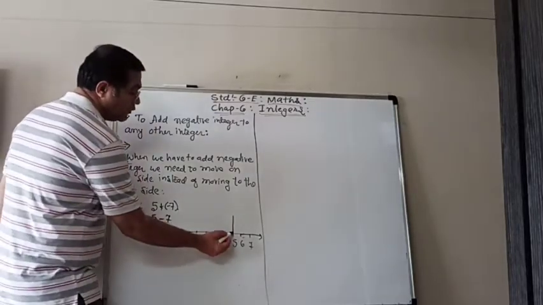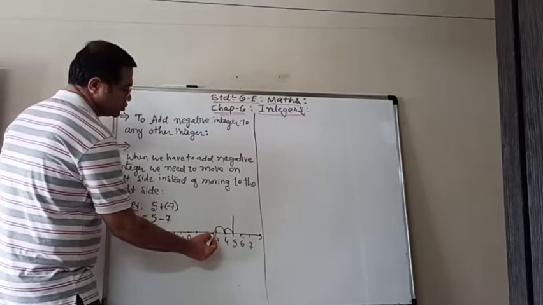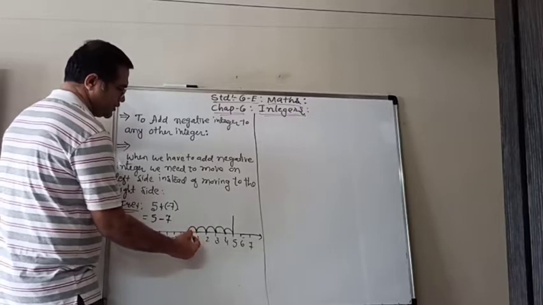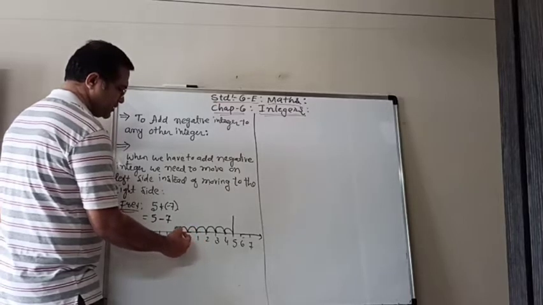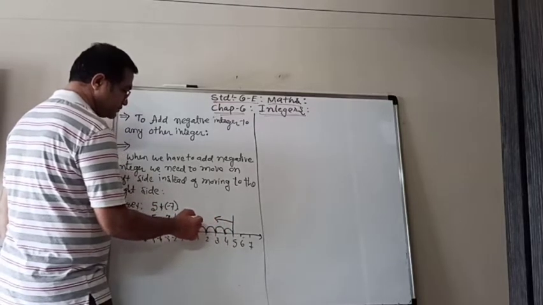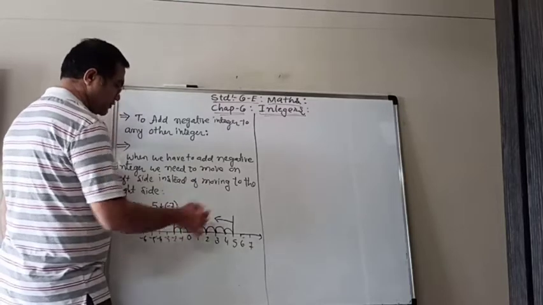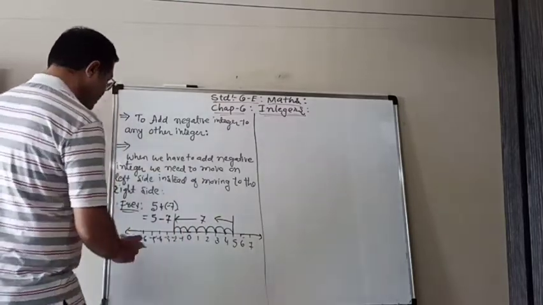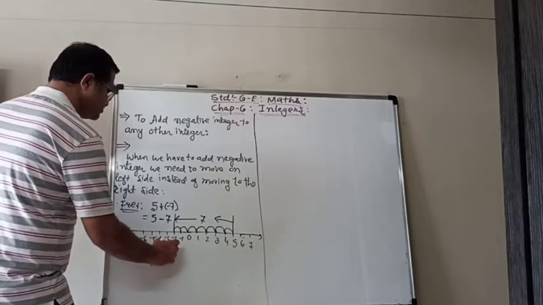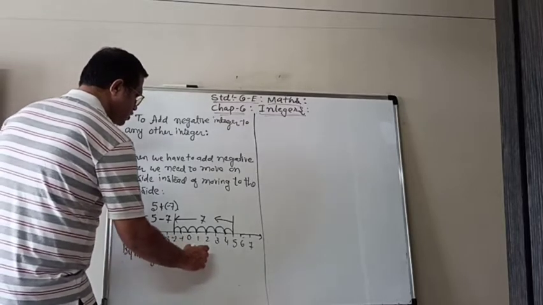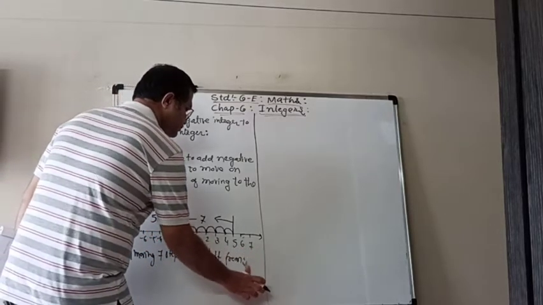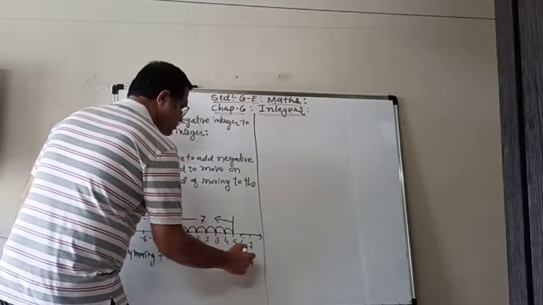So now 1, 2, 3, 4, 5, 6 and 7. Which side did we move? This side. And what did we get here? Minus 2. So now by moving 7 steps to the left from 5, we get minus 2.